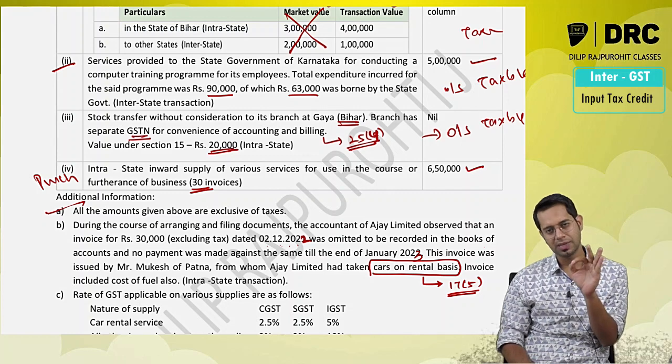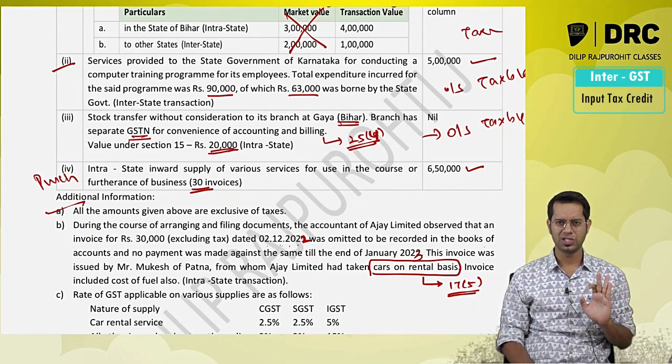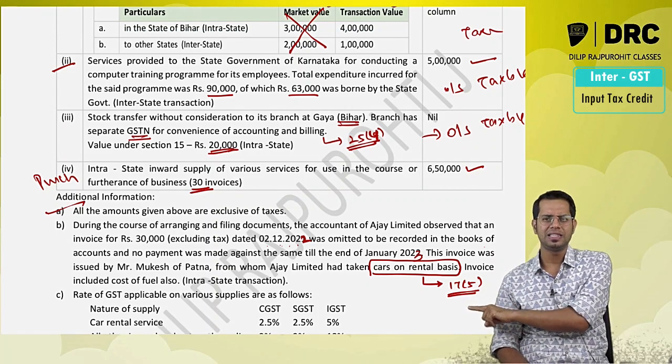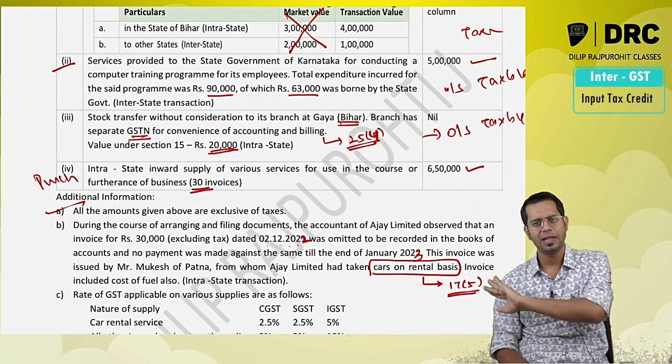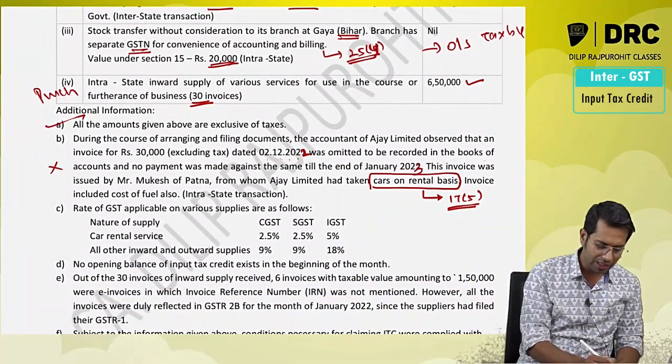Yes, as per 16 subsection 4, ITC can be taken till 30th November of the next financial year or the date of filing the annual return. But anyway, for this invoice, ITC is blocked. It is blocked as per 17.5. Therefore, you cannot take input tax credit at all. So you can ignore this invoice.